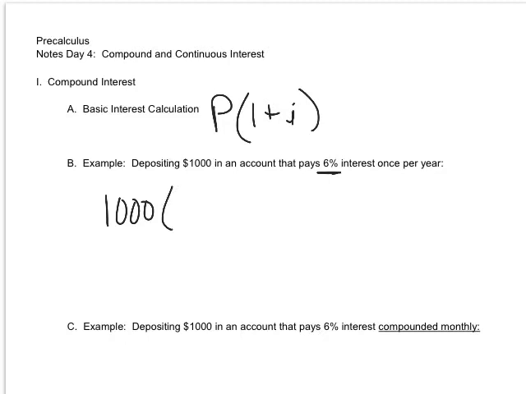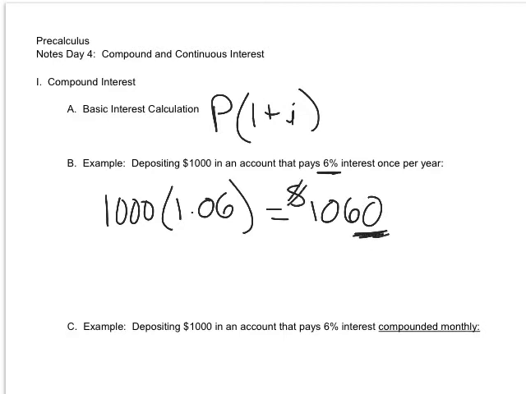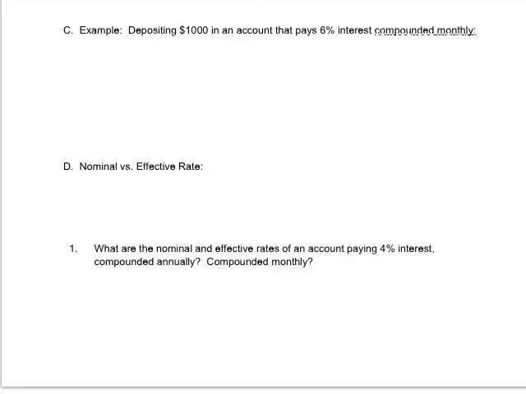Well, that means if I wanted to find out my new balance at the end of the year, it would be 1,000 times 1.06. So the total amount after 1 year would be 1,060. The interest part is the $60, and the 1,000 was the original. So that's all well and good if you compound it once a year, but let's see what happens when I compound this interest monthly.